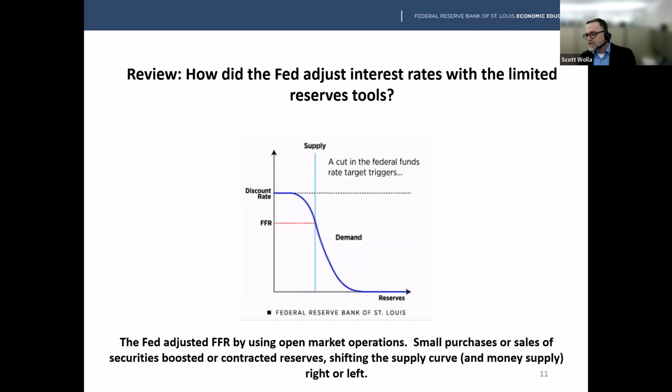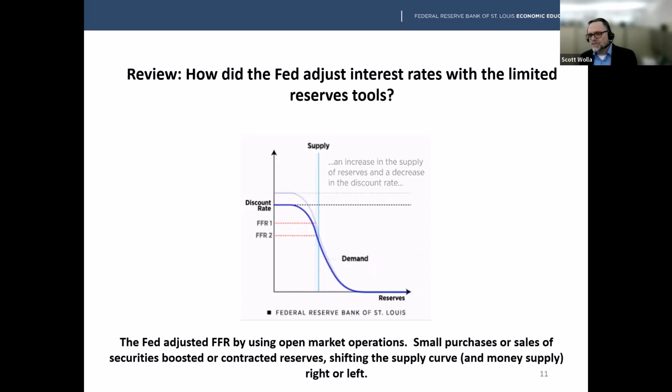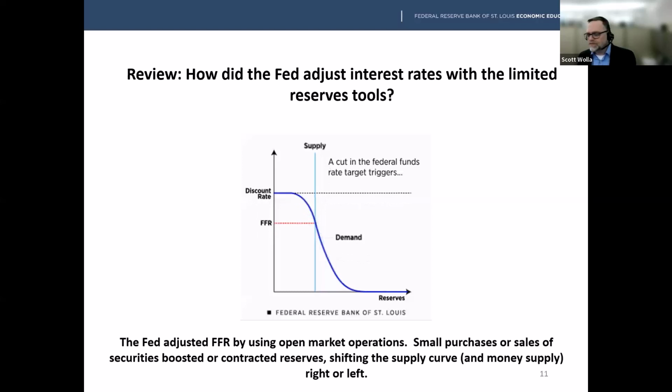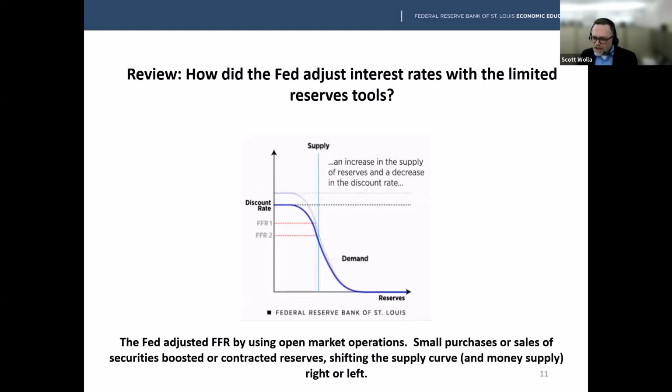The Federal Reserve made these adjustments daily to keep the federal funds rate near the target set by the FOMC. So there was fine tuning that went on a daily basis to make sure that the federal funds rate was near the target. But then something changed. And this is where I pass the baton on to Jane.